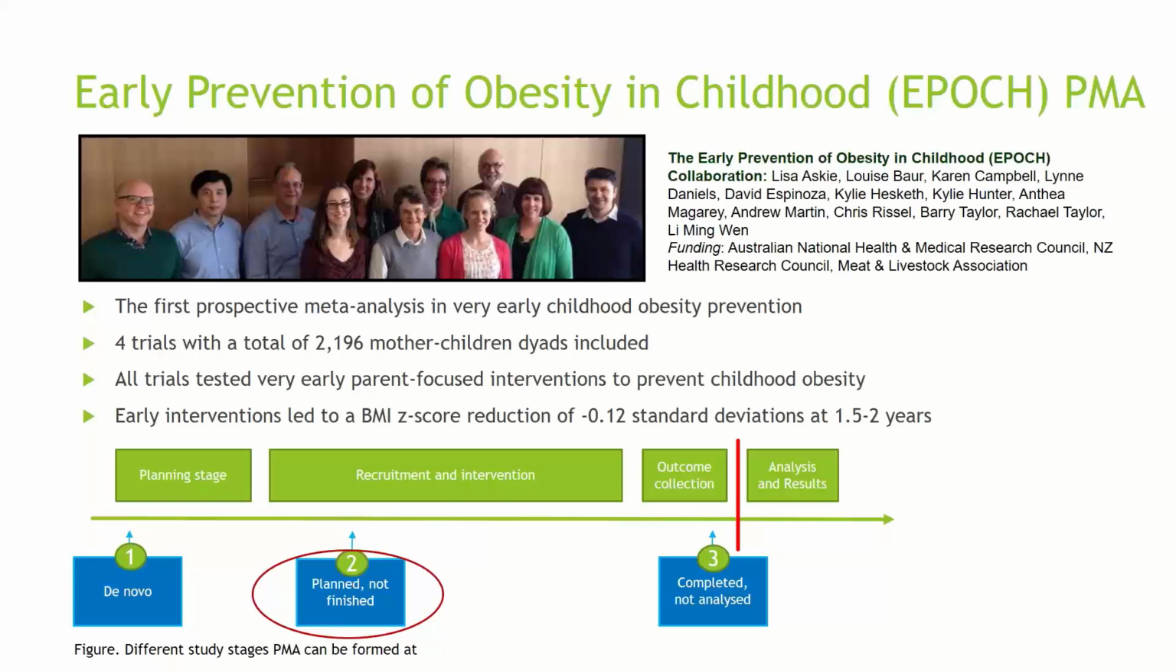And in the EPOC PMA, the trials were planned individually before they knew about each other. So they all had independent protocols or registration records. But then they decided to collaborate and work together shortly after. So they were kind of the diagram in the planned but not finished stage. And this gives us the unique opportunity to see how the decision to collaborate in a PMA influenced our ability to meta-analyze these studies, because we have those independent protocols or registration records.